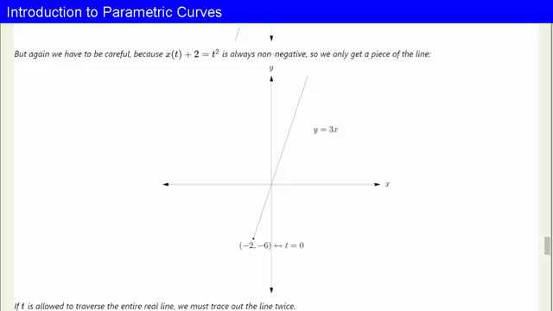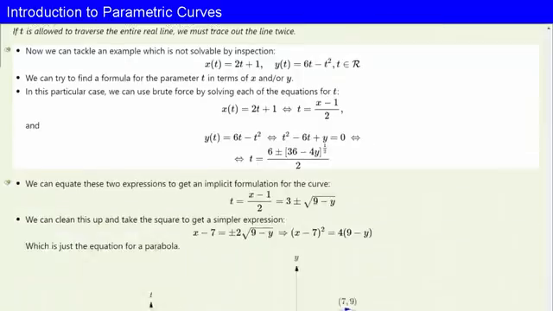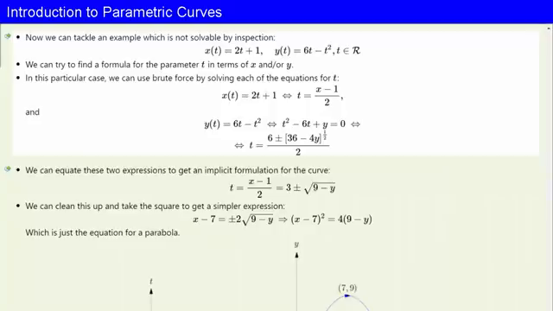In fact, if t is allowed to traverse the entire real line, since t squared is what appears in both x of t and y of t, we must trace out the line twice. After this warm-up, we can now tackle an example which is not solvable by inspection. Let's take x of t to be 2t plus 1 and y of t to be 6t minus t squared.